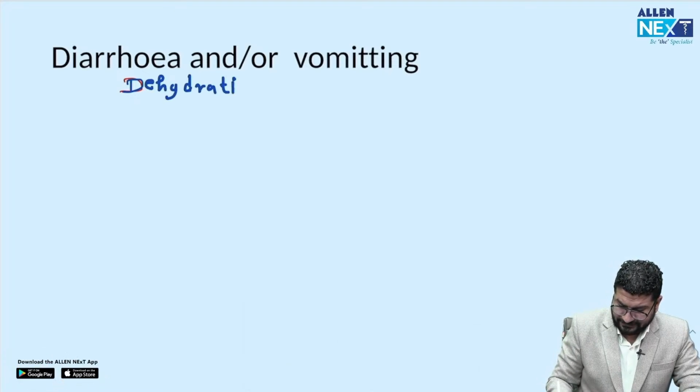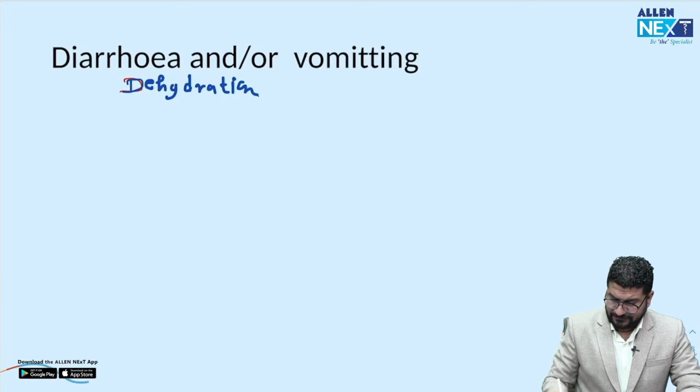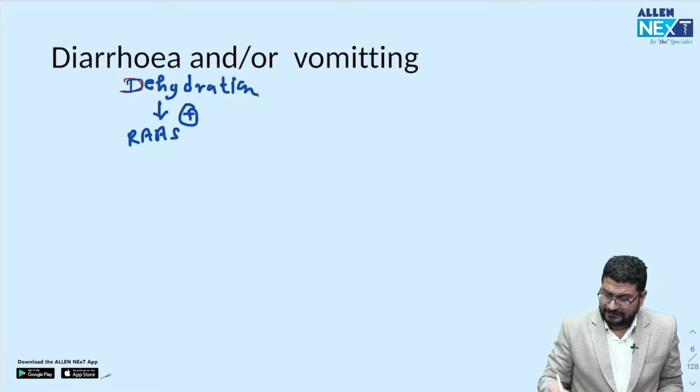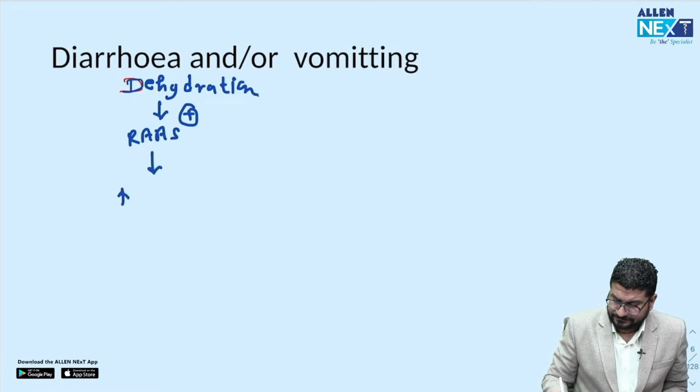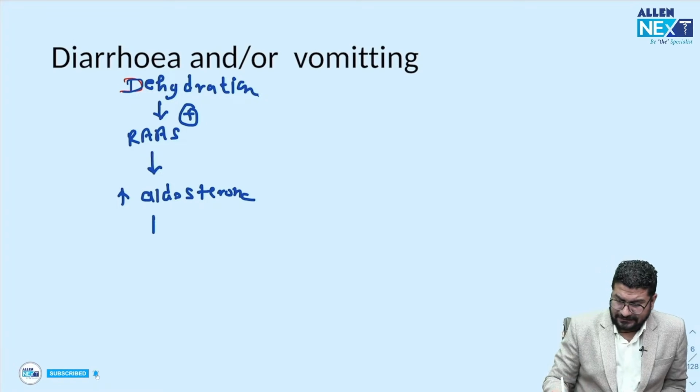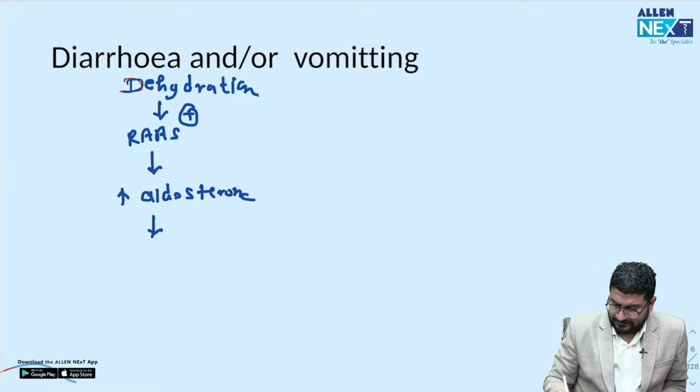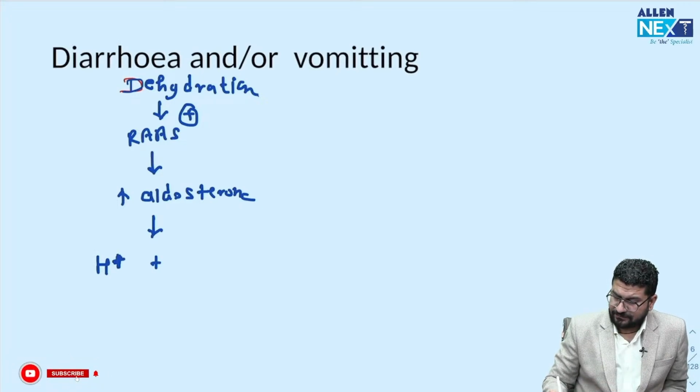So whenever there is dehydration, this dehydration will stimulate your RAS system, the renin, angiotensin, aldosterone system, and because of this there will be an increase in aldosterone. Now understand, whenever there is an increase in aldosterone, this will lead to sodium retention and H positive ion and potassium excretion.